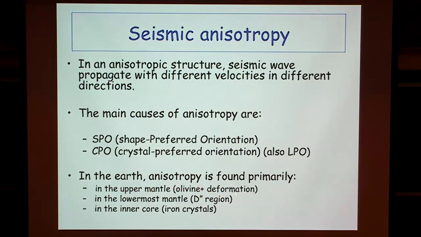In the Earth, we find seismic anisotropy primarily in the crust and the upper mantle, and much of it is related to the deformation of olivine, whose crystal is anisotropic. We also find it in the lowermost mantle, the D double prime region, and in the inner core, from the anisotropy of iron crystals. I'm not going to be talking about the inner core. Whatever I'm going to be saying mostly applies to the mantle.